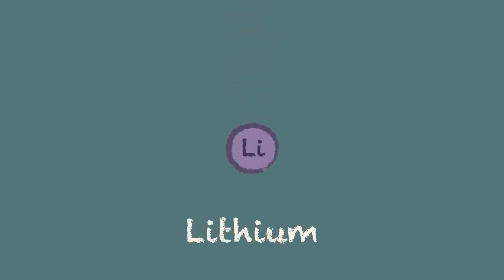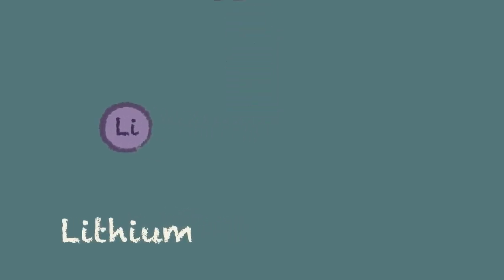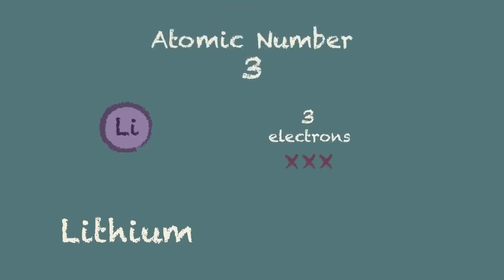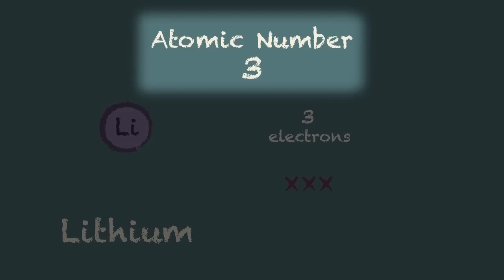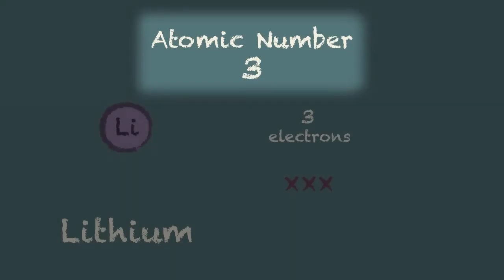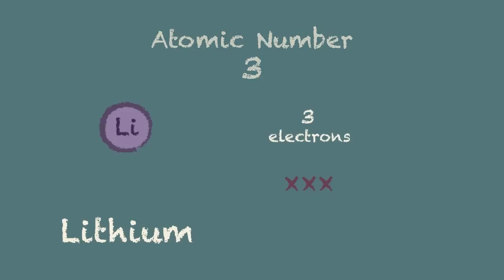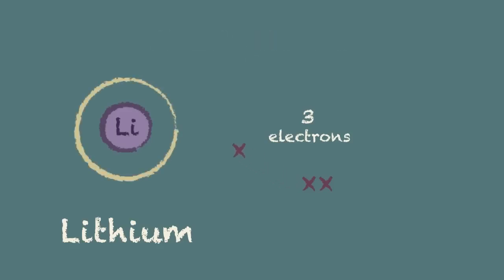We'll take a lithium atom as an example. With an atomic number of 3, it must have 3 electrons to balance the positive charge of the 3 protons in the nucleus. It's worth remembering that the atomic number tells you the total number of electrons in a neutral atom. So, we put the first electron into the first shell, and the second.